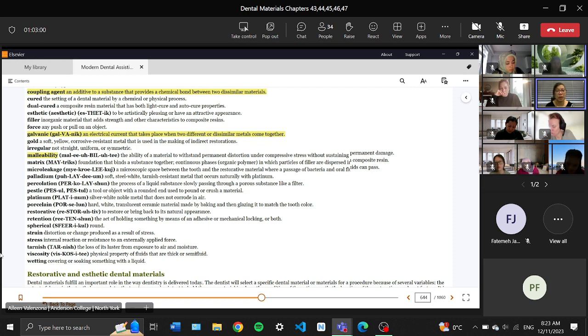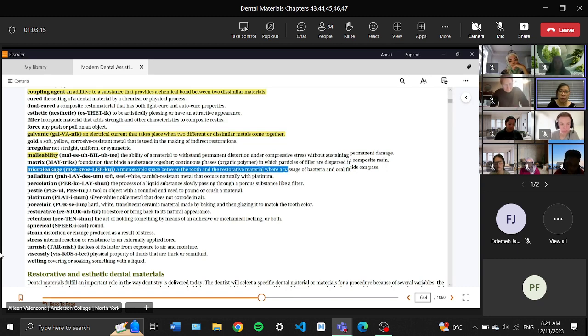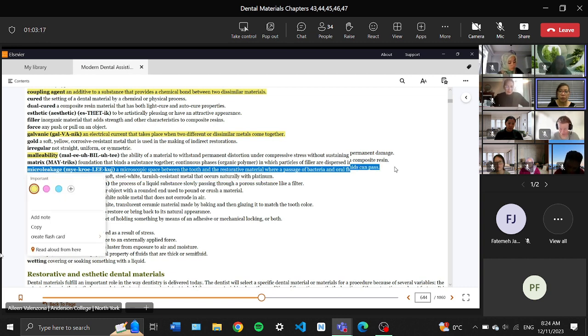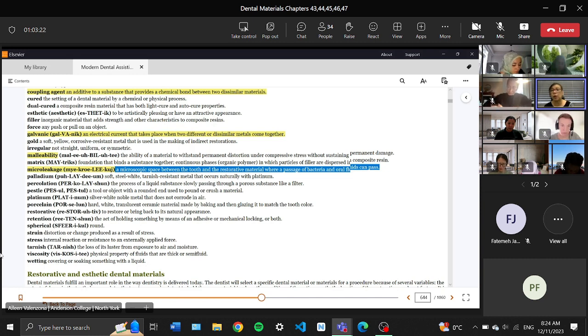composite resin. Microleakage, a microscopic space between the tooth and the restorative material where a passage of bacteria and fluids can pass. So, when the dentist is doing a filling, we do not want any microleakage, because if we do, then our filling will be unsuccessful. So when they are doing a filling, they want to make sure that they seal everything, no microleakage, because once there is a microleakage, then that is the start of recurrent caries.